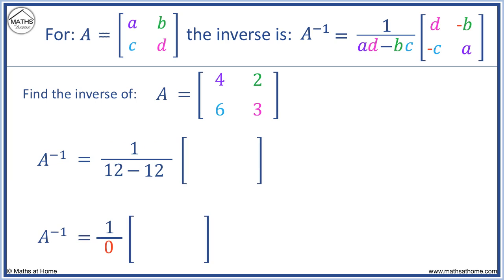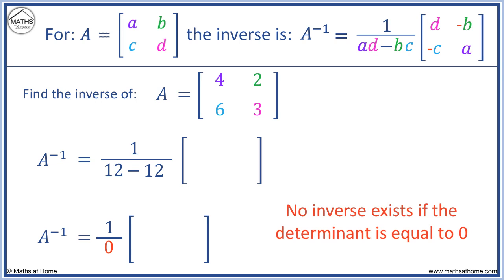We can't have 0 on the bottom of our fraction because this fraction means 1 divided by 0, and we cannot divide by 0. Therefore, this matrix does not have an inverse. The number on the bottom of this fraction is called the determinant. We say that no inverse exists if the determinant is equal to 0.